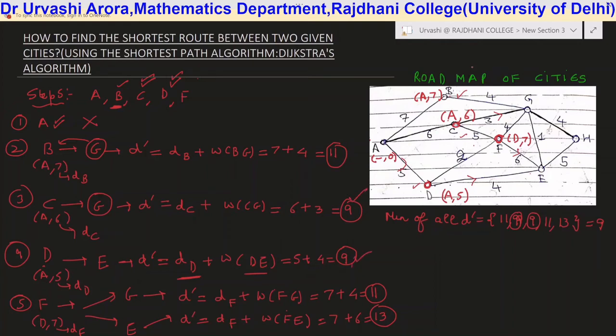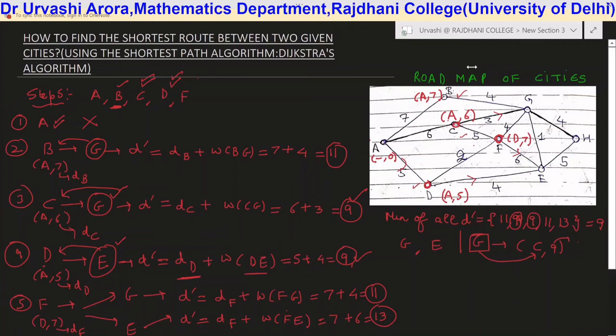One is this and the other is this, which means that the minimum occurs for the adjacent unlabeled vertex G corresponding to the labeled vertex C, and the minimum also occurs for the unlabeled vertex E corresponding to the labeled vertex D, which means that G and E are the 2 vertices which are of importance. The adjacent unlabeled vertex G will now receive a label, and the label will be C9, because G corresponded to the labeled vertex C, and 9 was the D dash for the vertex G. So this 9 stands for DG, the distance traveled till G.